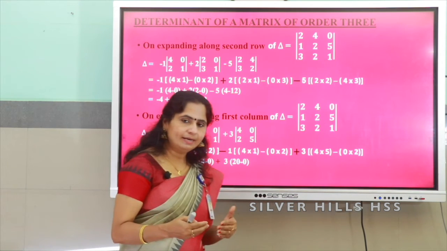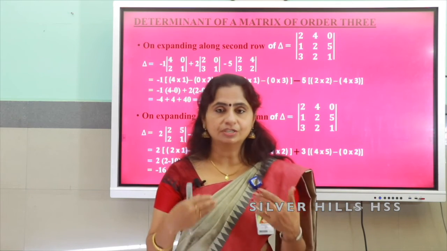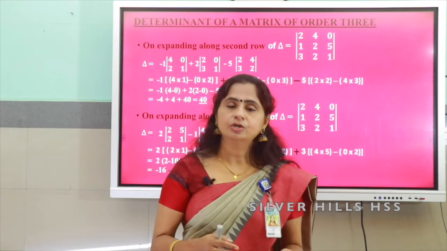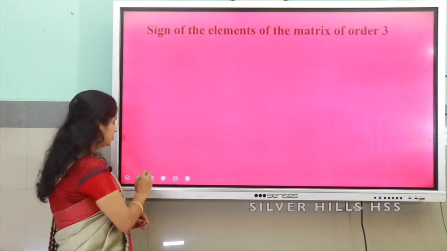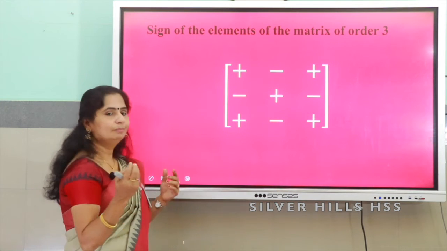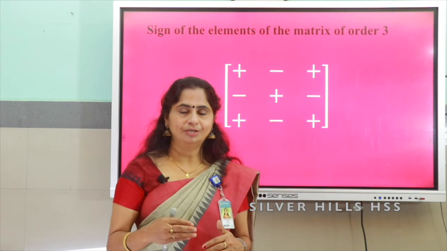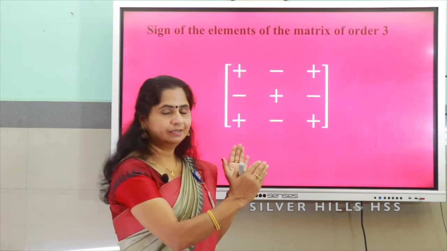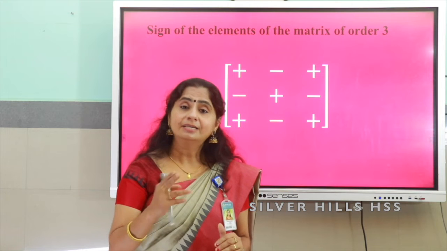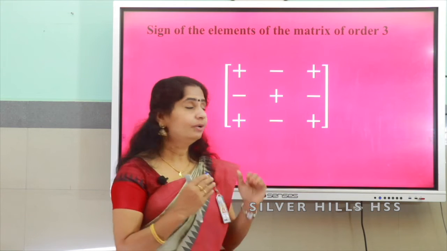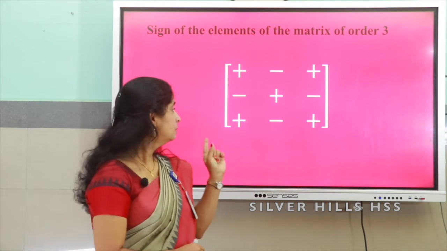So we can see that when the determinant is expanded along the first row or second row or third row, or first column, second column or third column, the value will be the same. So we'll see the sign of the matrix of order 3. Every time we need not calculate minus 1 raised to i plus j, if you remember this sign. The order 3 starts with the plus sign, ends with the plus sign, and alternately changes its sign. So you can remember it as plus, minus, plus, minus, plus, minus, plus, minus, plus.